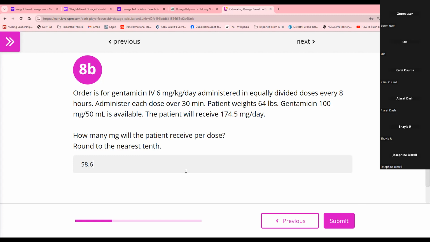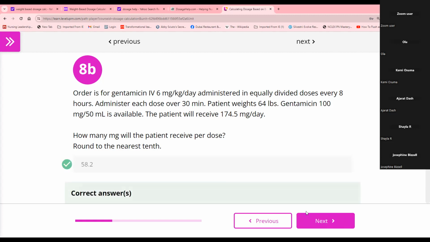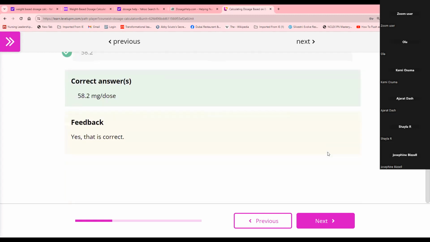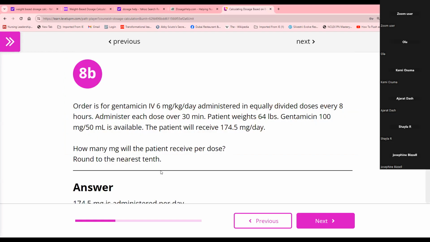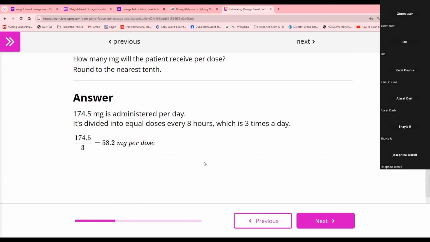Oh, what I put, 58.6, it's not 58.2. Pay attention. I don't want you guys to get a red X. All right, 58.2. Now it's asking, it's just showing us the problem there, sorry.